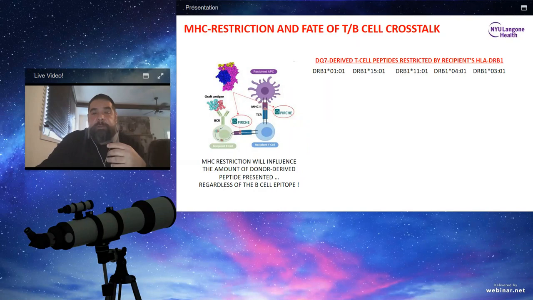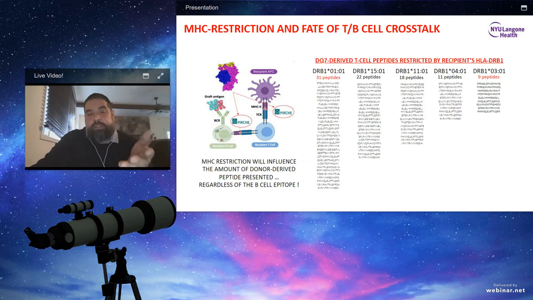And if you look at how many peptides derived from the DQ7 can be loaded in this MHC class 2, you see that the DR1 can present up to 31 peptides derived from DQ7. But look at the DR17, there are only 9 peptides that the DR17 can present. So to me, this is a very important point, and that is telling you that given the same patient and donor combination, you can have a differential expression of peptides derived from these donors.